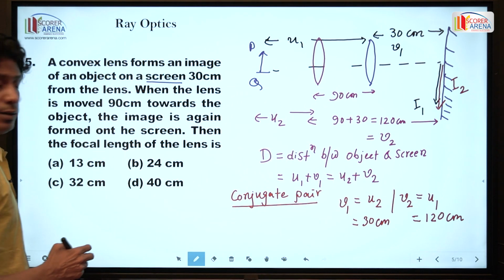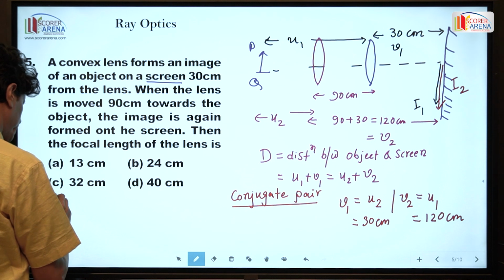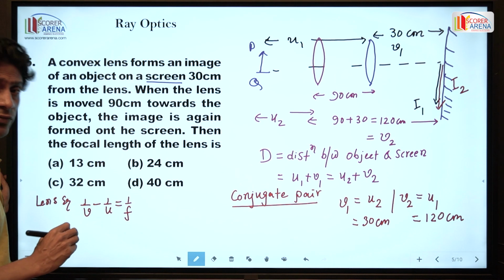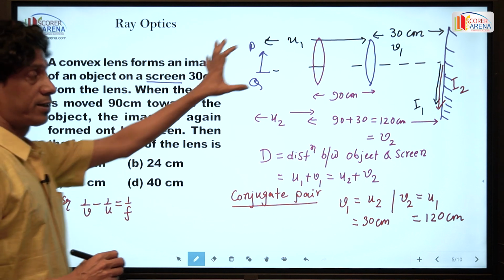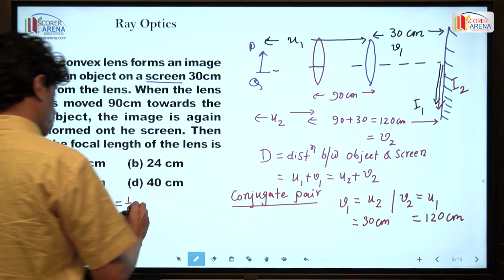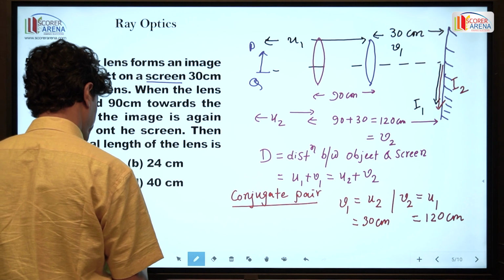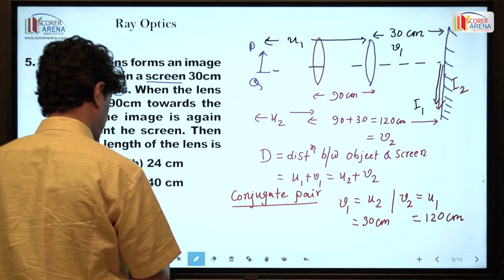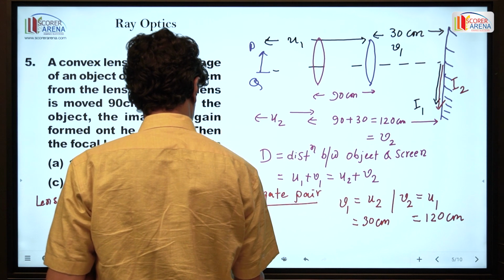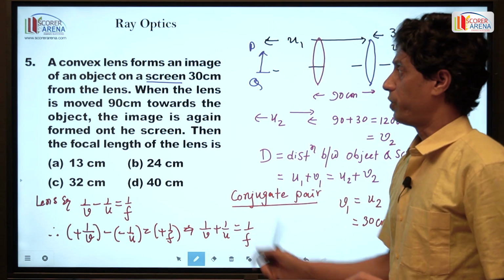So for this problem, the lens equation is 1 by V minus 1 by U is equal to 1 by F. Since object distance is negative, image distance is positive, and focal length is positive, the equation becomes 1 by V plus 1 by U is equal to 1 by F. So this is the equation.